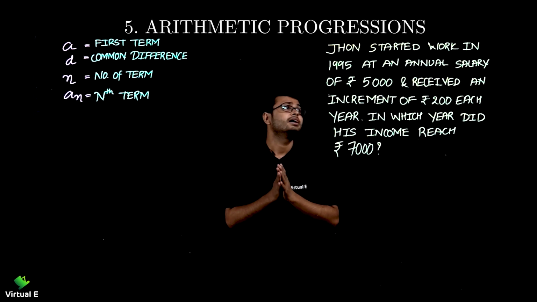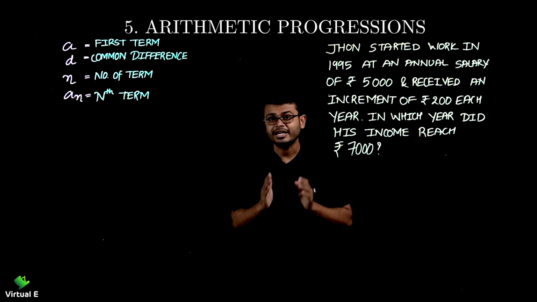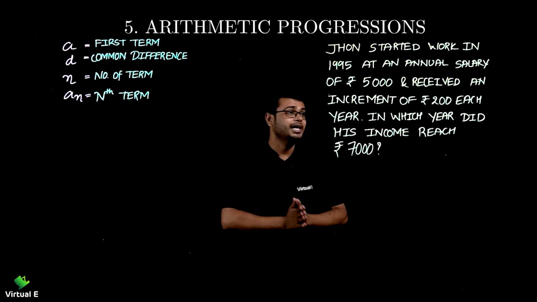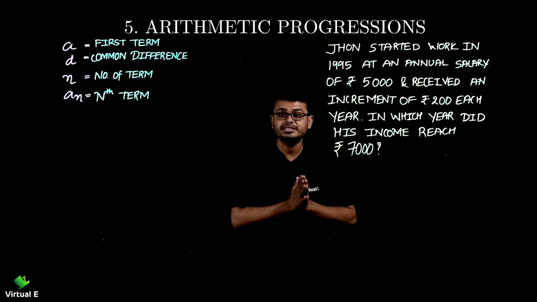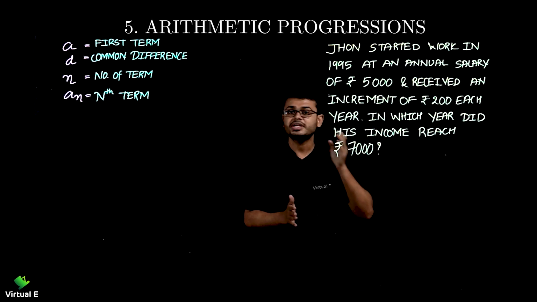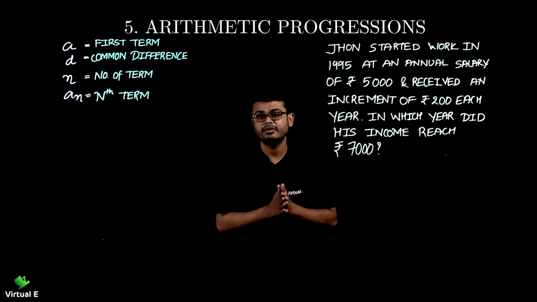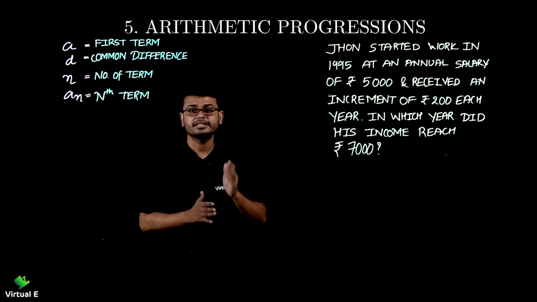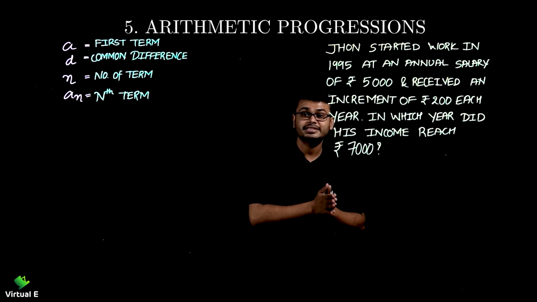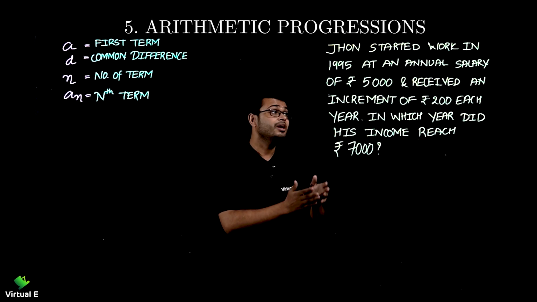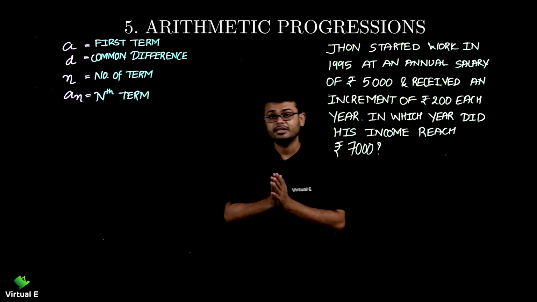Okay, so let's start. It is given that the annual salary in 1995 is rupees 5,000. So the starting point is 5,000. Then the increment. Let's talk about next year, 1996. What will his salary be? 5,000 plus the increment of rupees 200, so 5,200 will be the salary in 1996. Let's talk about 1997. In 1996 the salary is 5,200, and another 200 will be added, so that will be 5,400.